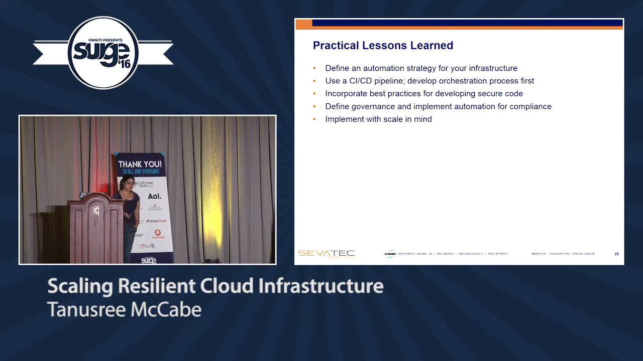All right, so some takeaways that I hope you can all leave here today and start practicing if you're not already doing. If you don't already have an automation strategy for your infrastructure, go ahead and start defining one. Use a CI/CD pipeline. You probably already do for your applications, so start using one for your infrastructure too. My recommendation is do think about your orchestration first. We all know certain best practices for developing secure application code. Same thing applies for infrastructure code. Define that governance rule, that control framework, and implement automation for it.